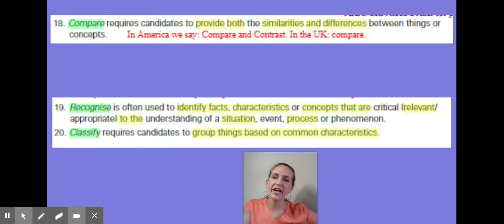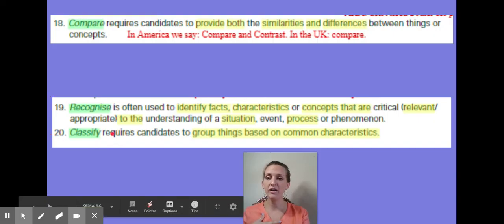So classify. You're going to group things based on common characteristics. It's pretty self-explanatory. So classify the following storms as hurricanes. You might be looking through a list of storms and, okay, this one has the correct wind speed and the correct pressure difference, so yes, this could be classified as a hurricane. So grouping common things. Okay, this is good for that.